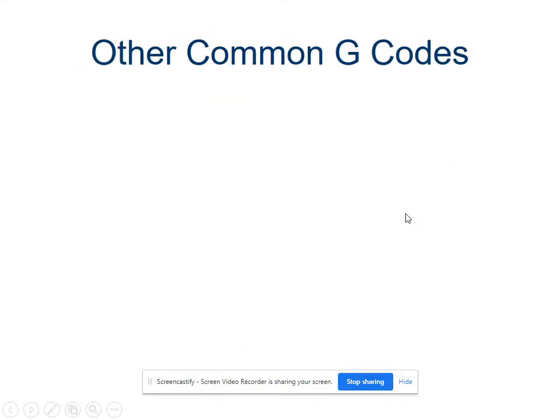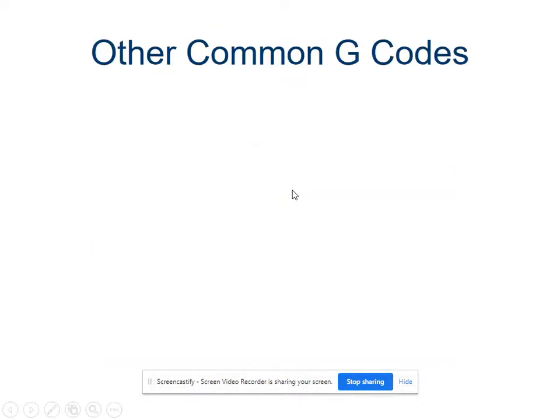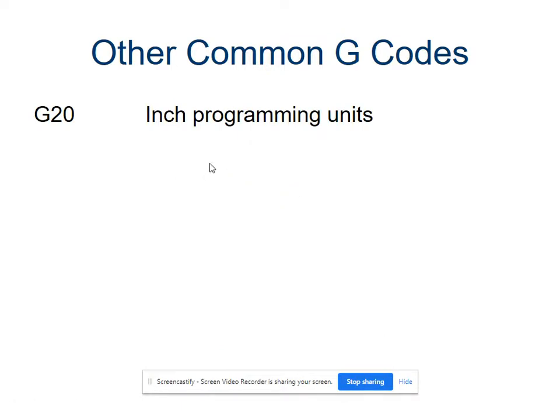Okay, so those are absolute. This stuff down here is relative, but we're not worrying about relative. We're only worried about absolute. So this technique right here for doing arcs is something that you're going to need to know and be able to understand, all right?